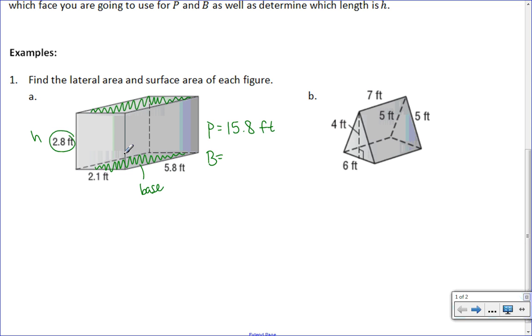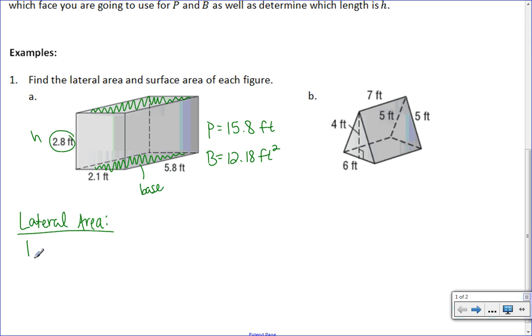Well, it's a rectangle, so we'll just do length times width, 2.1 times 5.8. And you should get 12.18 square feet. Okay, now we're ready to actually use our formulas for lateral area and surface area. So let's start with lateral area.